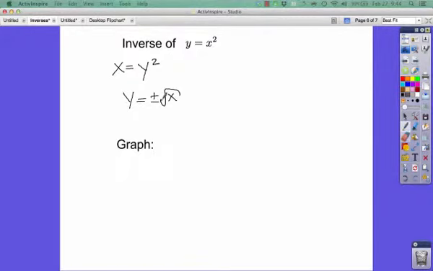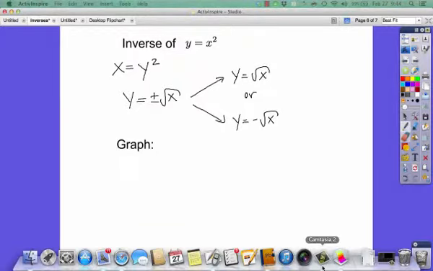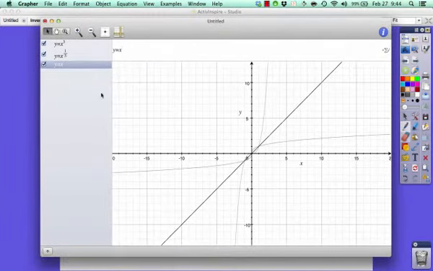Now, this is kind of weird, I have to say, because this is really two functions. This is the function y equals root x, or y equals negative root x. Oh, that's kind of weird, right? If I try to put this in my calculator or in a computer on a Grapher here, for instance.